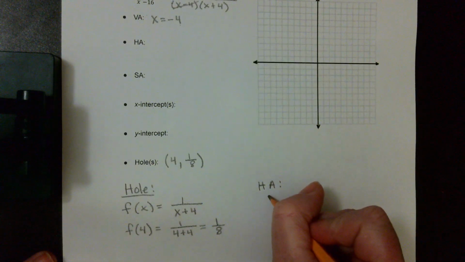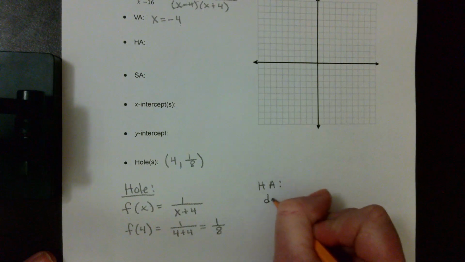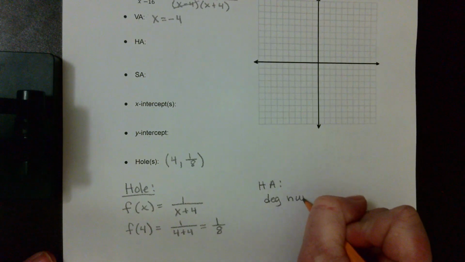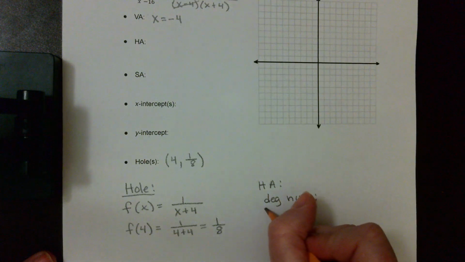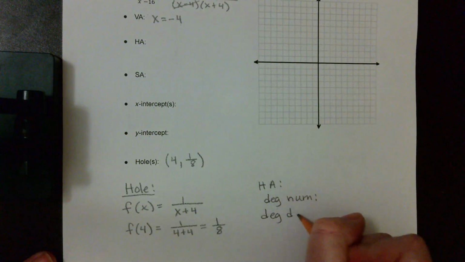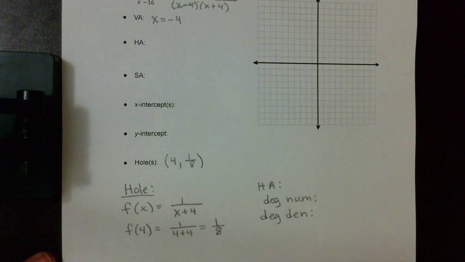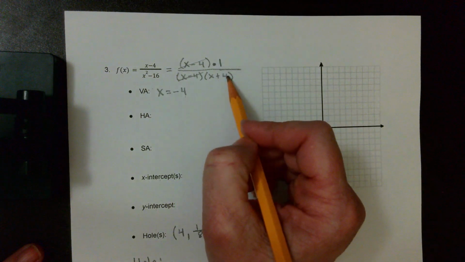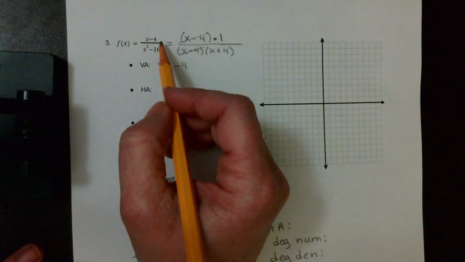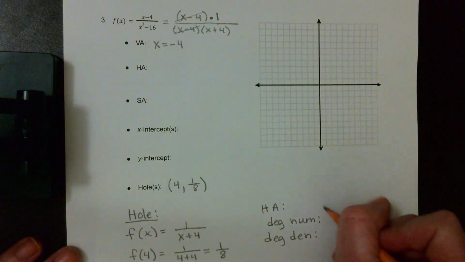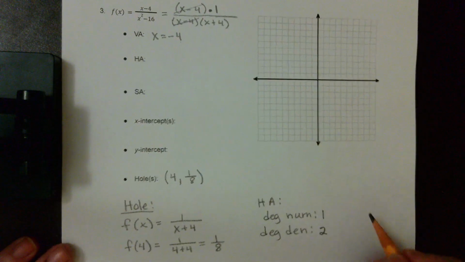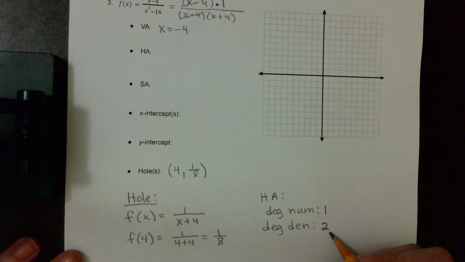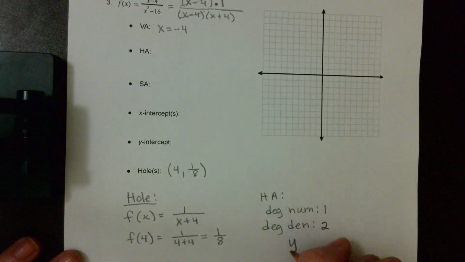Again, we want to think about the degree of the numerator, and then we want to think about the degree of the denominator, and we want to compare those. I always look at the original function just in case I made a mistake when I was factoring, but the degree of my numerator is 1. The degree of my denominator is 2. Since the degree in my denominator is bigger, that means I have a horizontal asymptote at y equals 0.